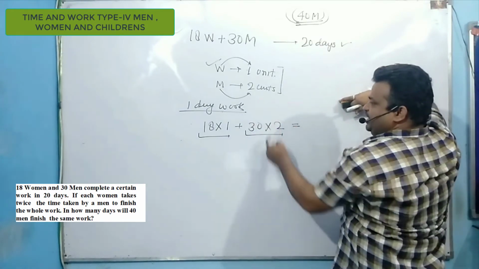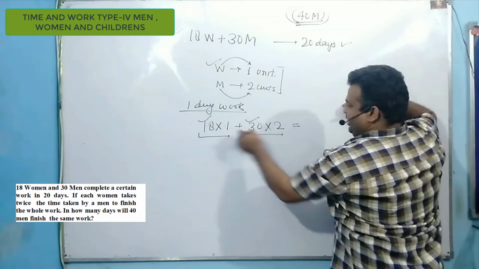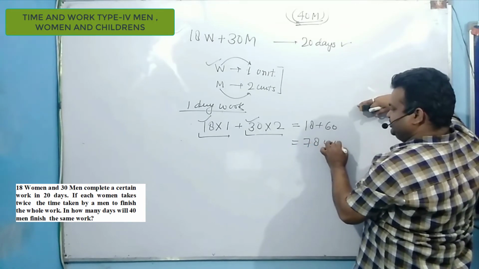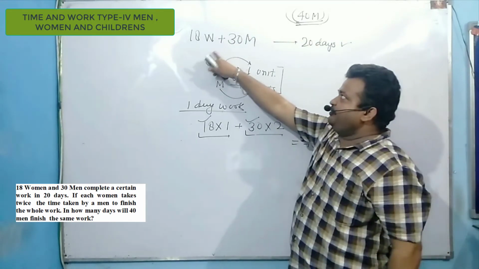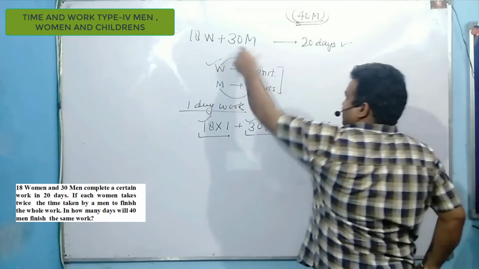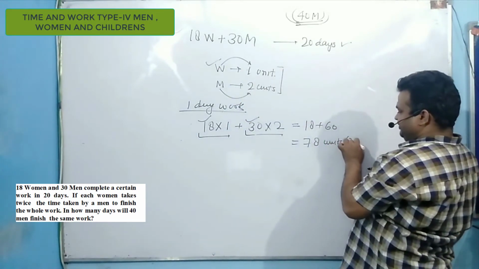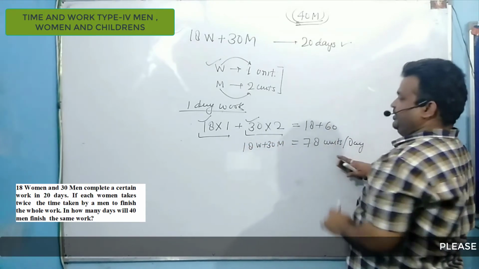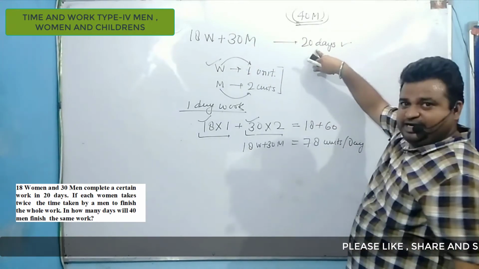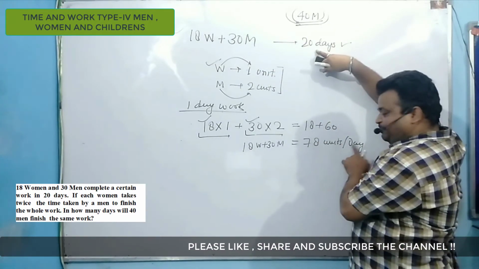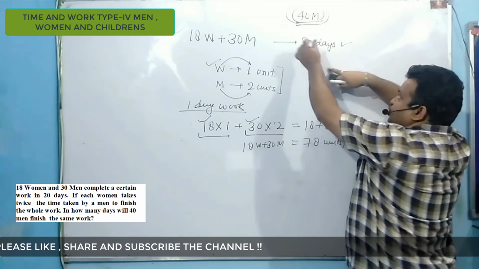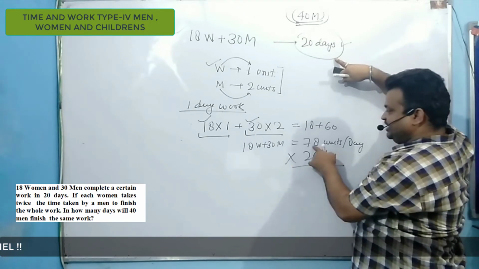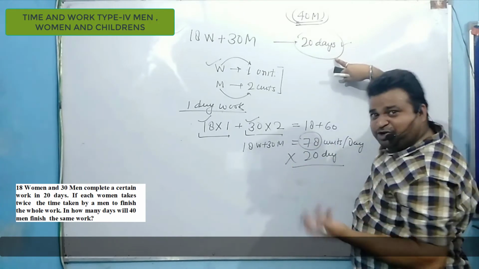So total 1 day work by 18 women and 30 men: 18 ones are 18, plus this is 60. So this is 78 units produced by 18 women and 30 men per day. Now they complete the work in 20 days. Since this is 78 units per day production, if I multiply by 20 days, because each day they are producing 78 units, you will get the total work.